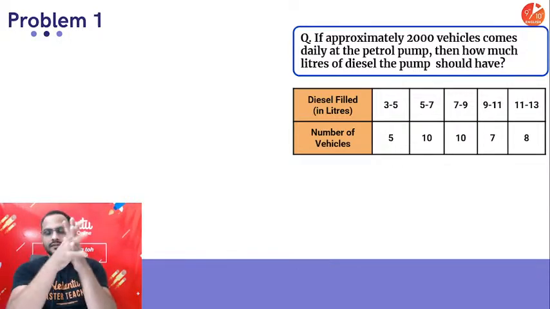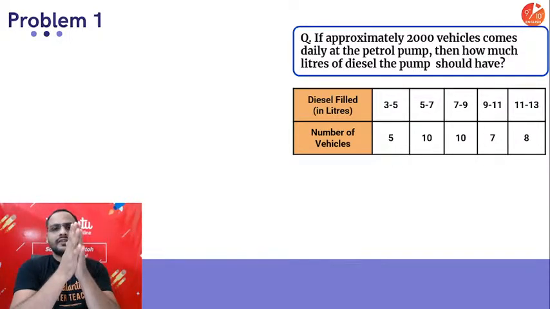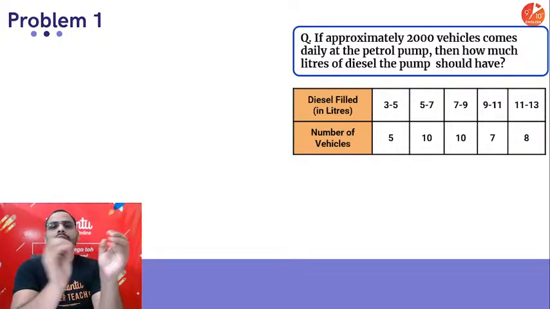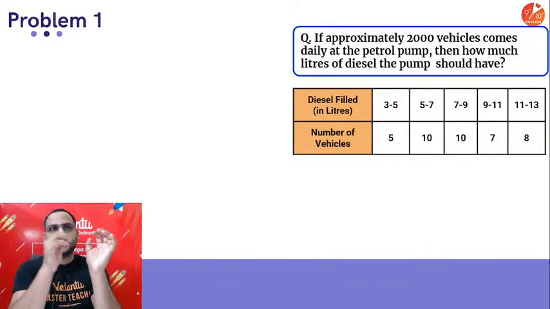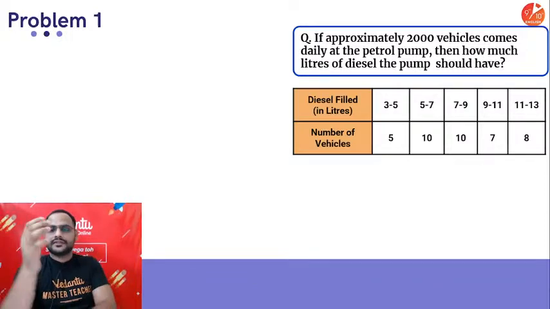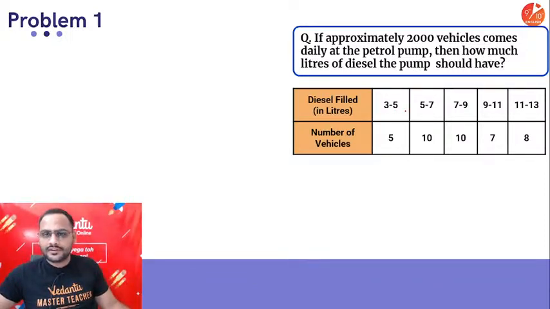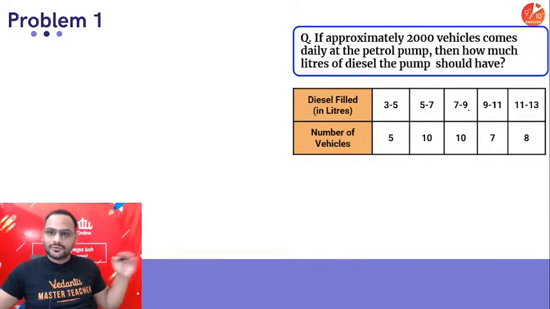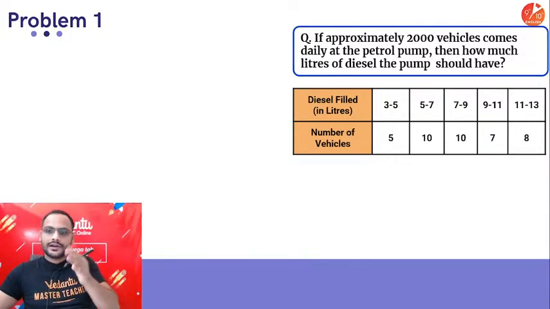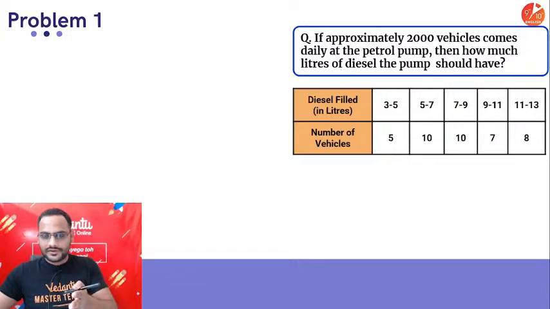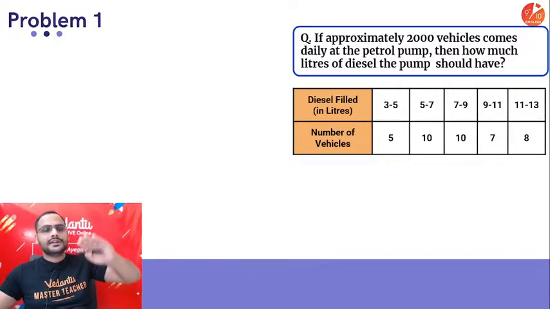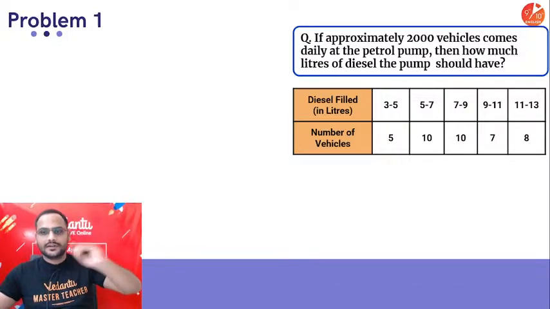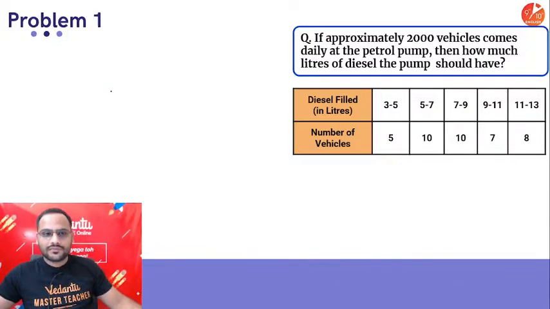2000 vehicles are coming every day. Now we don't know how much diesel each vehicle will use. There are some vehicles taking only 3 to 5 liters, some taking 5 to 7, some taking 7 to 9 liters. So what measurement should be taken? One way of looking at that would be, let us find out the mean of this data, and consider that on average each vehicle takes this much diesel. Then we multiply with 2000. So let us find out the mean first.